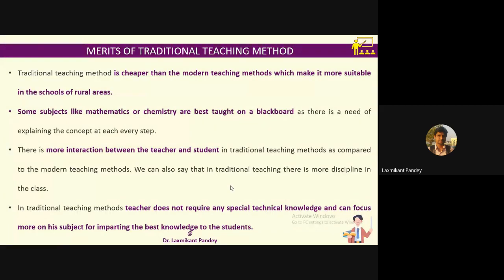If you look at the cost of smart boards and smart classrooms like DLT and all that, that is very costly. In the traditional method, we use a simple blackboard, chalk and duster, so it is very cheap. This is a very good merit of the traditional teaching method. It is cheaper than the modern teaching methods, which makes it more suitable for schools in rural areas.